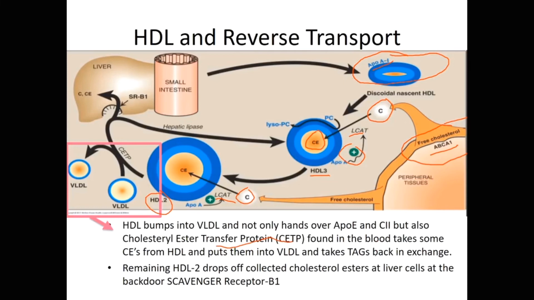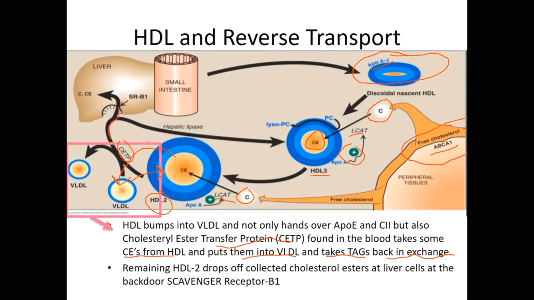And what happens is it takes some of the cholesterol esters from HDL and puts them into VLDL, as at the same time it takes TAGs from the VLDL and makes it back into the HDL particle. So TAGs continue from VLDL into here, and then cholesterol esters go into VLDL. And this is the enzyme that does that, CETP.